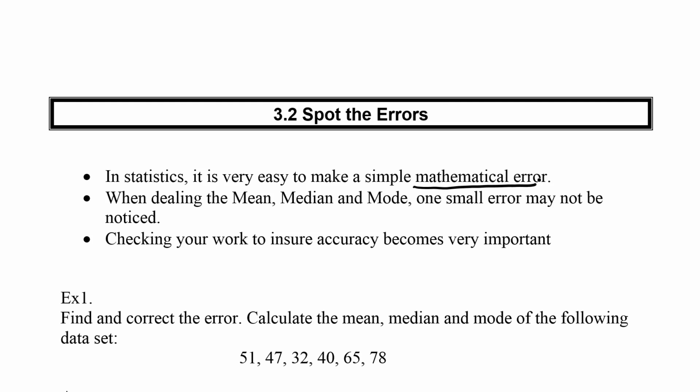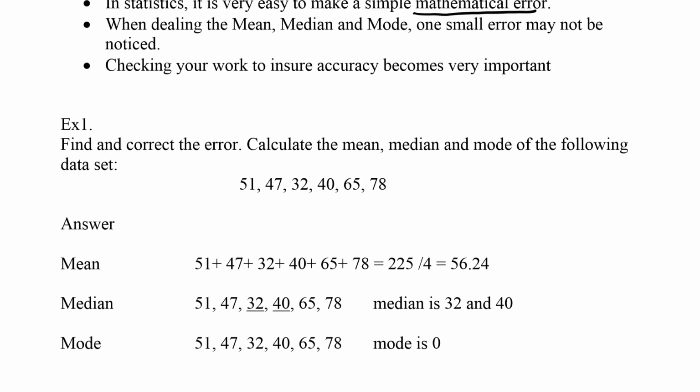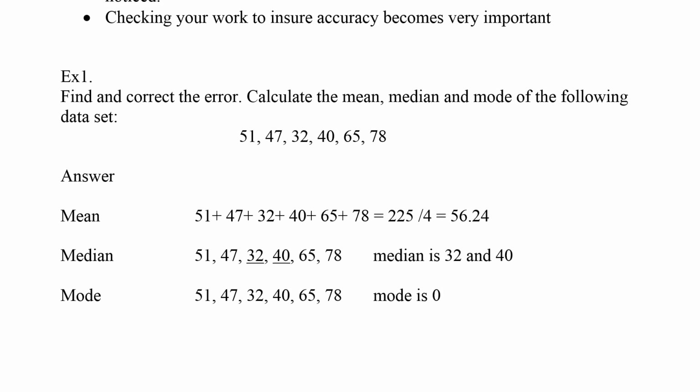In fact, when you do your stats unit, you should always be double checking your work. It's fairly basic math, adding, subtracting, multiplication, division. But these little errors can cost you lots and lots of marks. So let's look at a spot the errors question. Question number 1. Find and correct the error made when calculating the mean median mode for the following data set. You might recognize this data set as it was taken directly from your lesson on mean median mode.